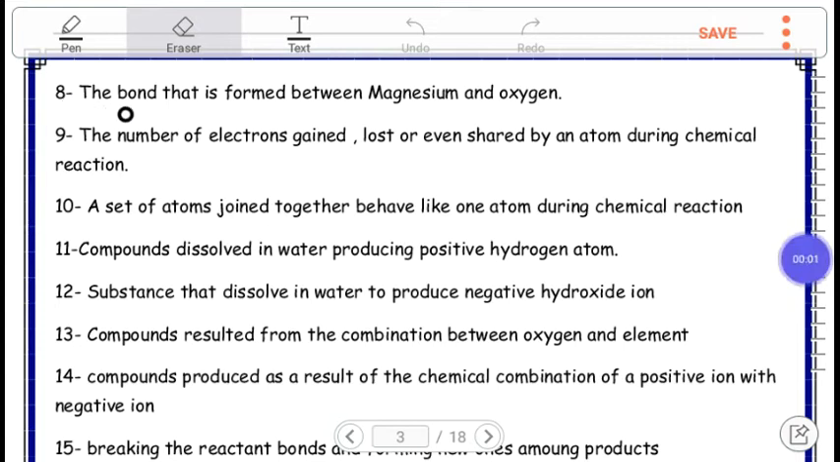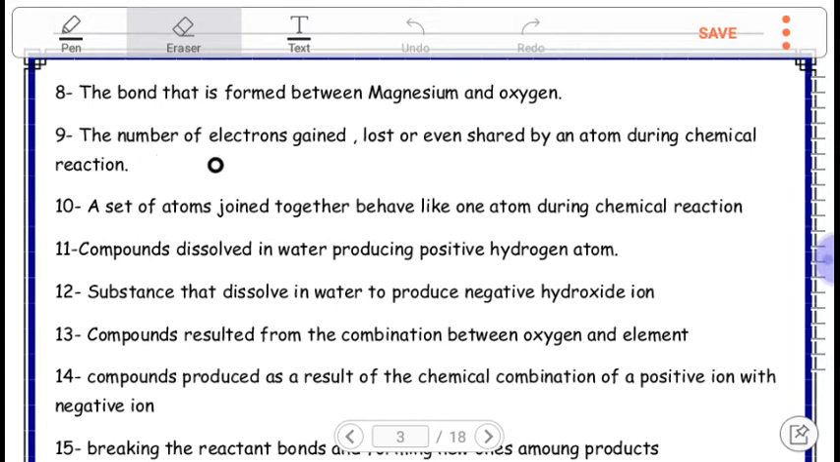Number 8, the bond that formed from the magnesium and oxygen. So we said before, when the magnesium is burned in the presence of oxygen, it produces magnesium oxide. What about the bond in the magnesium oxide? The bond formed is ionic. How do we know this is an ionic bond? Because the magnesium will lose 2 electrons and oxygen gains 2 electrons.